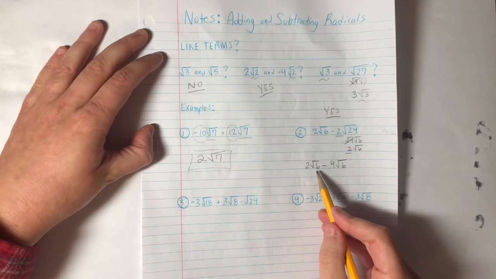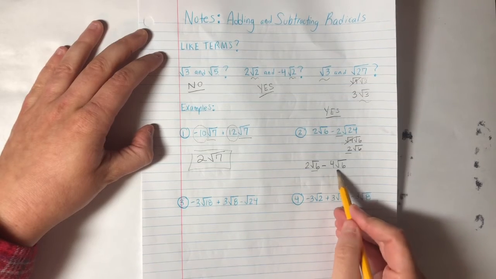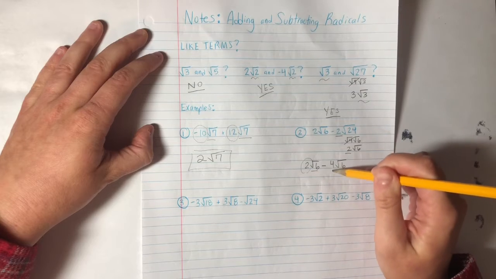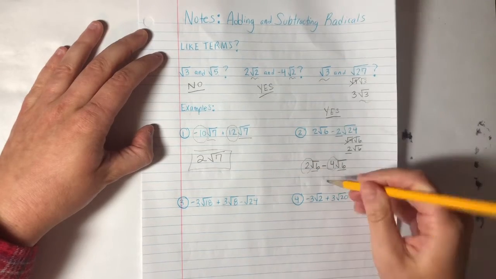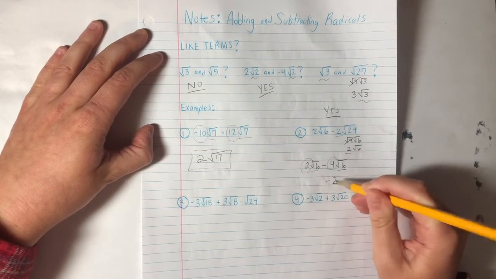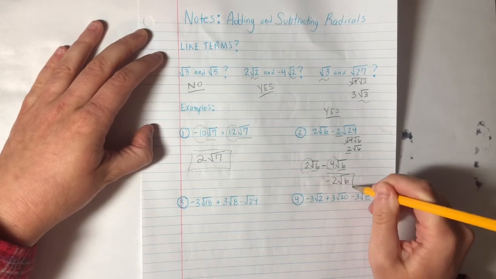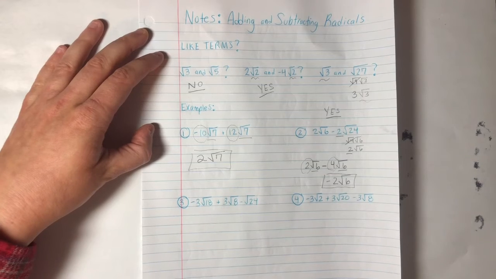So once again, yes, now I have my like terms, the radical 6 and radical 6. So combining my coefficients, I have a 2 minus a 4. 2 minus 4 is going to give me a negative 2. And then once again, I'm just going to keep that radical 6 as is. So my final answer would be negative 2 radical 6.